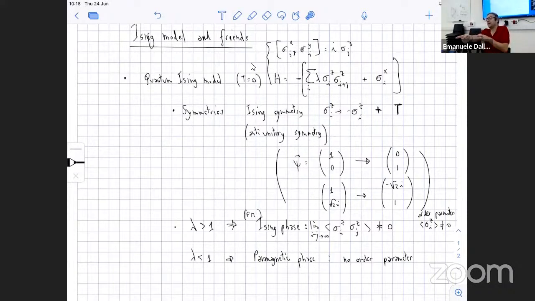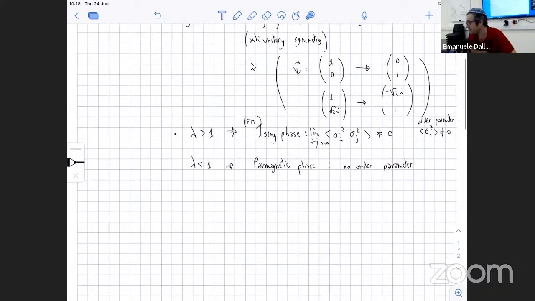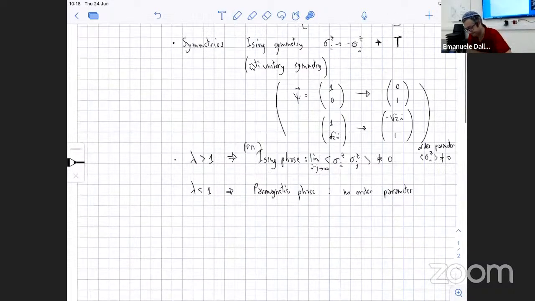Say, if all the spins point in the x direction, when I apply sigma z goes to minus sigma z, I still point in the x direction, nothing happened. And this is true for the entire phase. So that's the key difference between the two phases: the double degeneracy of the ground state. Okay, that's one key difference. Remember this because this is going to be important.